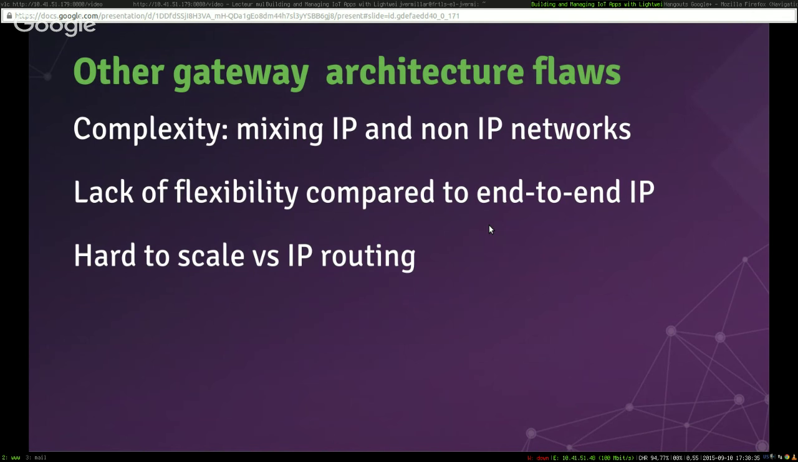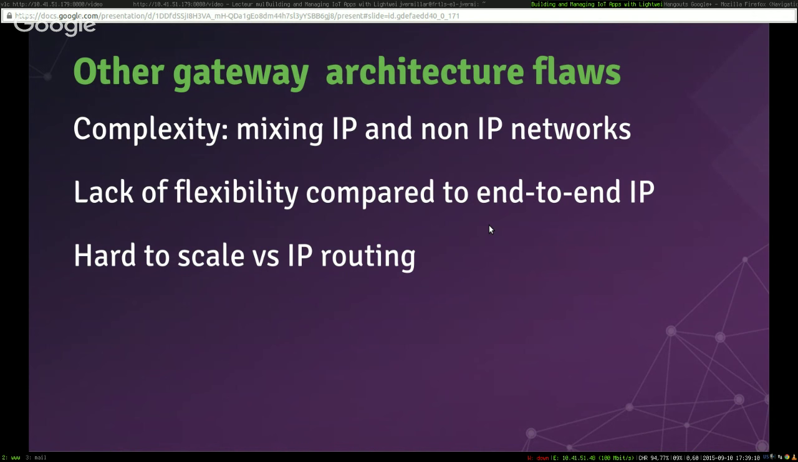So yes, there is another problem with this model: you are mixing IP and non-IP networks. It's not really simple. You have a non-IP network on one side and a full IP network and internet on the other side. It lacks flexibility compared to end-to-end IP. It's like when you are connecting to the internet with your PC and you want to browse any website. If you are using Wi-Fi, cellular connectivity, or wire, it's the same behavior.